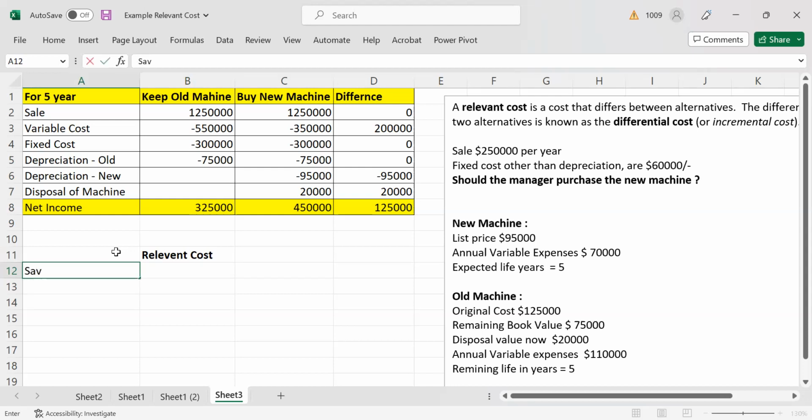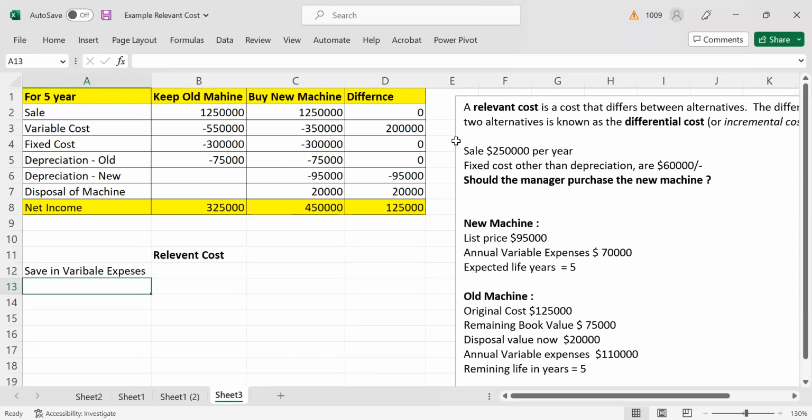The first one is the saving that we have made, the saving in the variable expenses. So what is the saving that we have made? Definitely the 200,000. 200,000 is the saving that we have made. And is there any other expenditure? Yes, we have other expenses. So what kind of expenditure? The depreciation. Depreciation is the expenditure that we have for using that machine for 5 years. So 95,000 will be the depreciation. That is also relevant here.